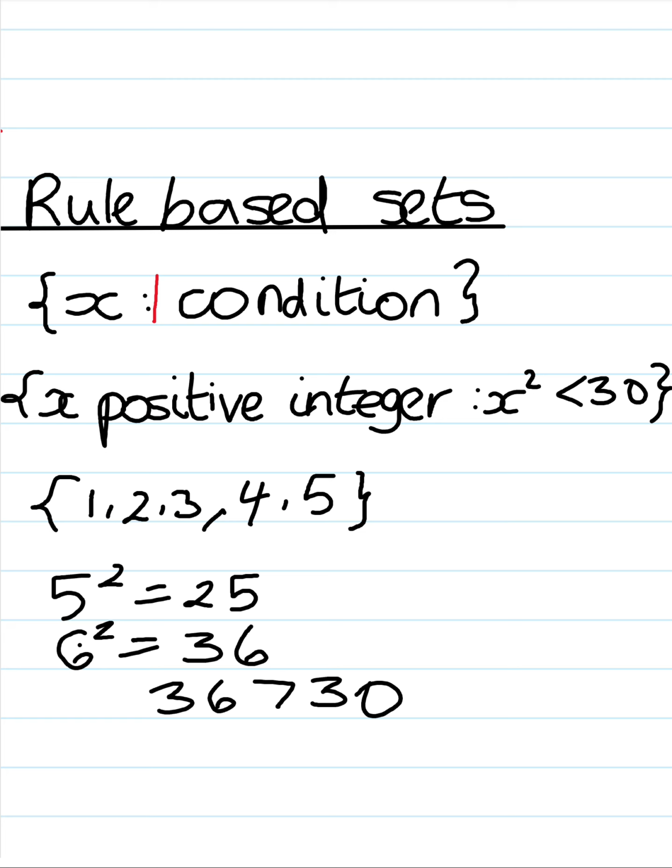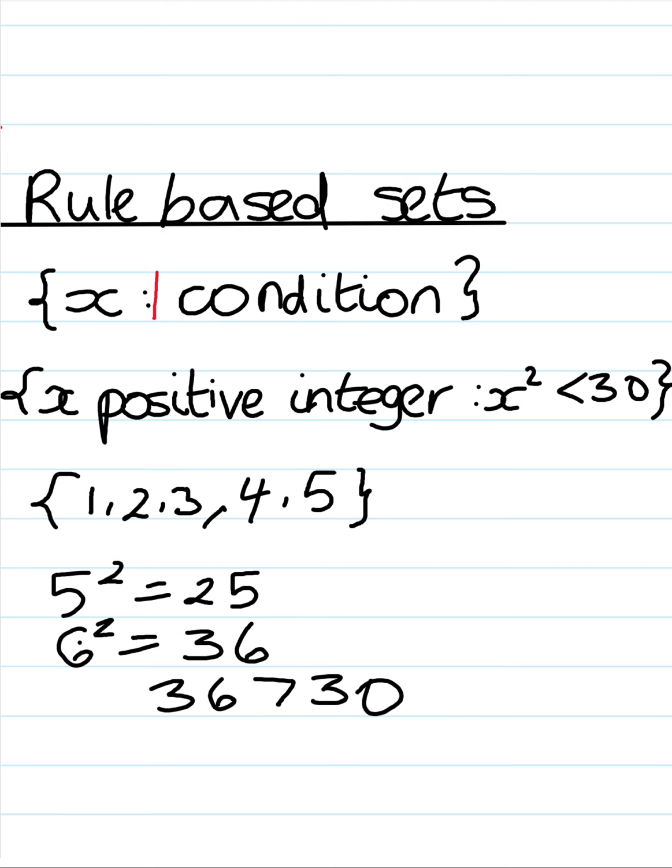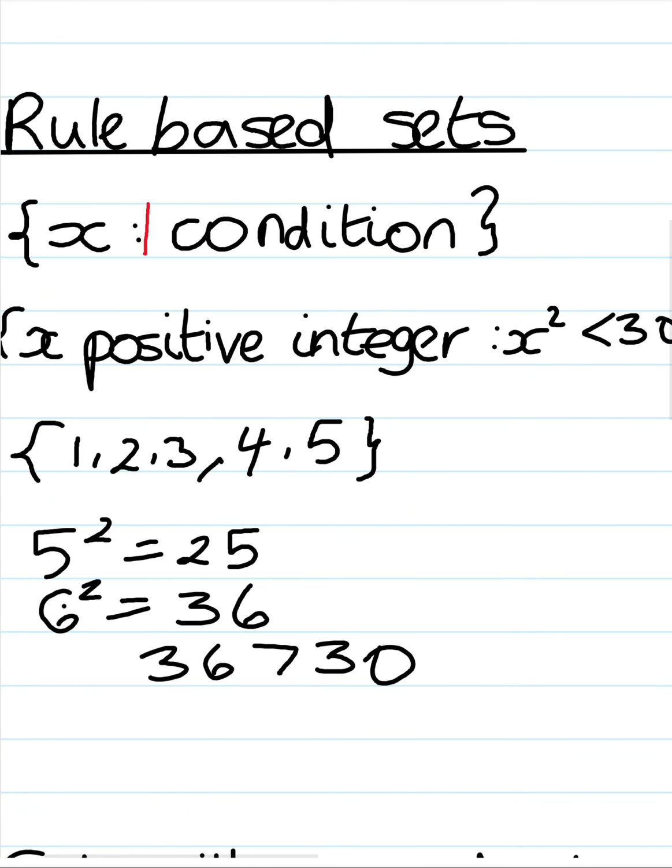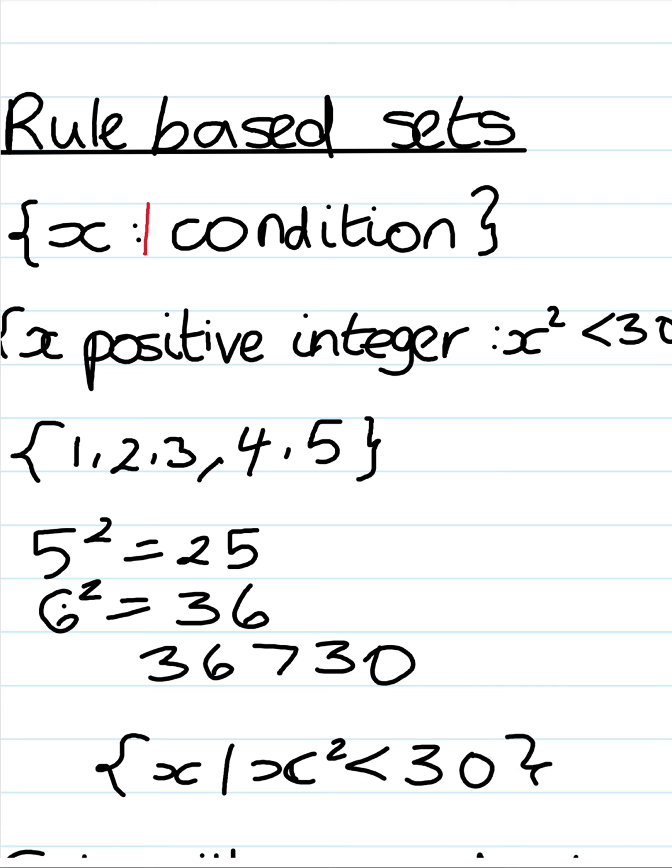You could also write it, like I said before, using a vertical bar instead of a colon. Additionally, you could write it a bit simpler by simply saying x. So we need an x such that x squared is less than 30. This is a shorthand way of writing the exact same statement.